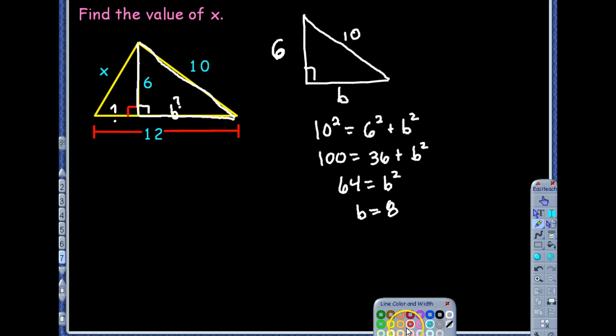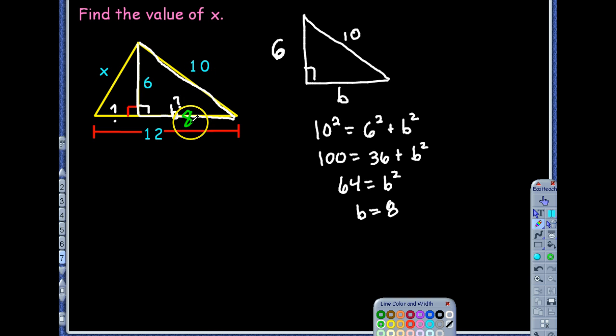Okay. So if I know that that much is 8, there we go. And notice, guys, just going back to some vocabulary earlier, this is a Pythagorean triple, 6, 8, 10. In fact, we talked about that one a little bit. It was a double, a multiple of the 3, 4, 5.